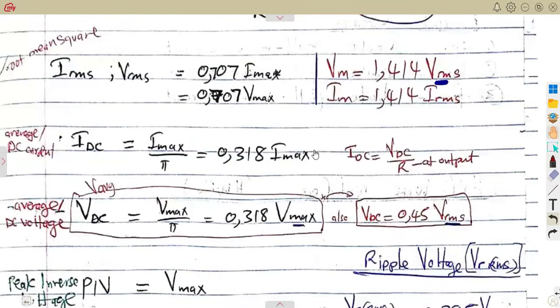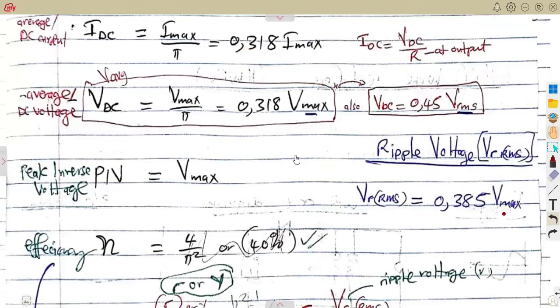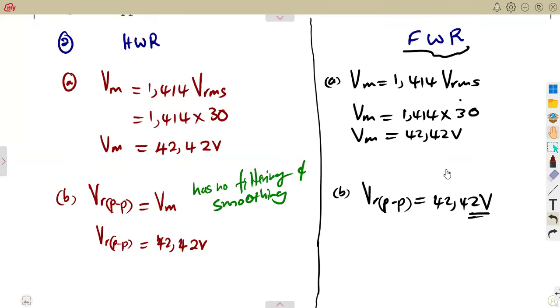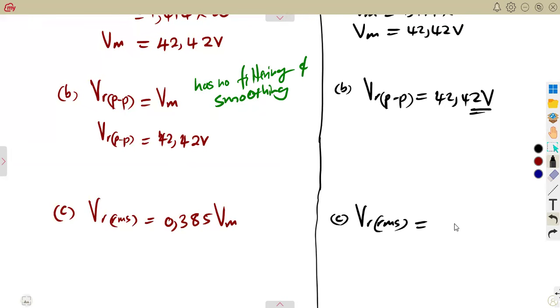This part, we are still considering a half wave calculation. This is going to be 0.385 times what? The maximum value. In this case, we need our ripple voltage. Our ripple RMS voltage is equal to 0.385 times the maximum value for a half wave. What about for a full wave? For a full wave, this ripple RMS voltage is given by 0.305 times the maximum voltage.